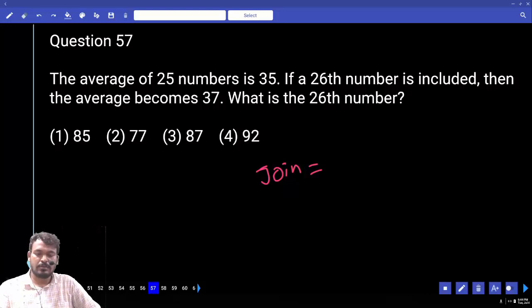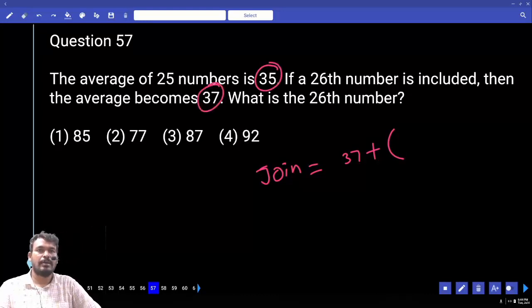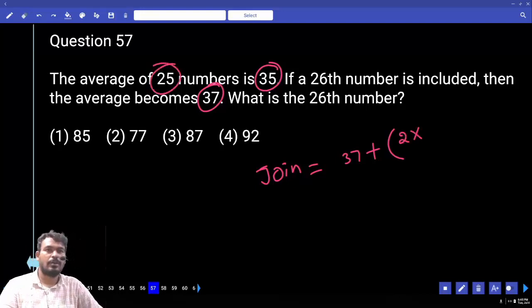What is the new average? 37, plus the increased sum. What is the before average? 35. What is the new average? 37. How much is each value increased? 2. Per value, 2 is increased. In total, how many numbers are increased? 25 numbers. 2 into 25, 50, right?